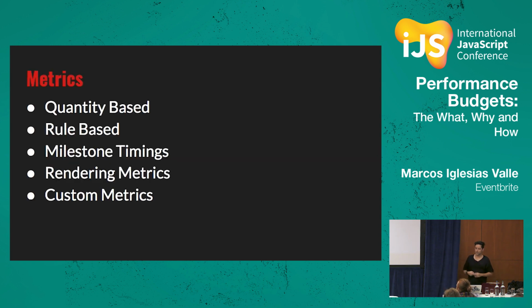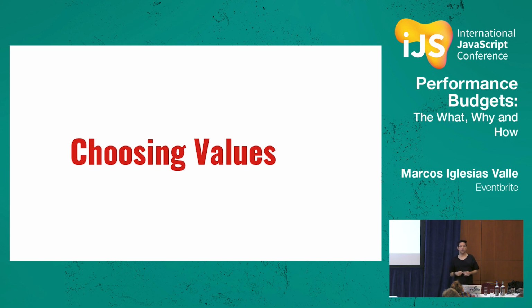Here's a summary of the metric groups we talked about. Now that we saw different strategies and metrics, we can talk about choosing values for your performance budgets.